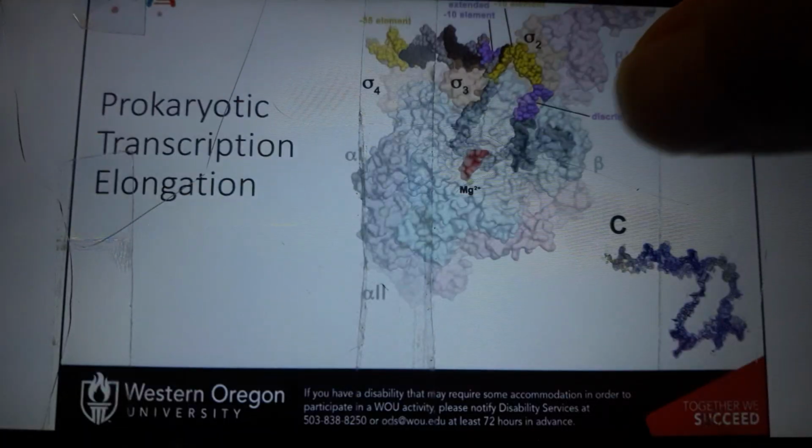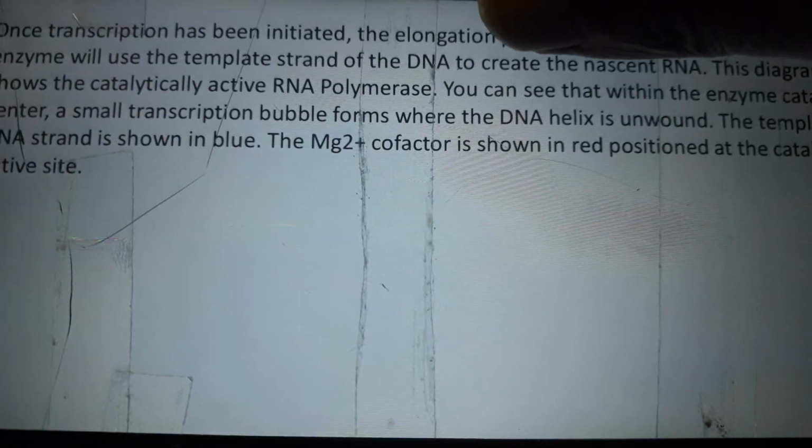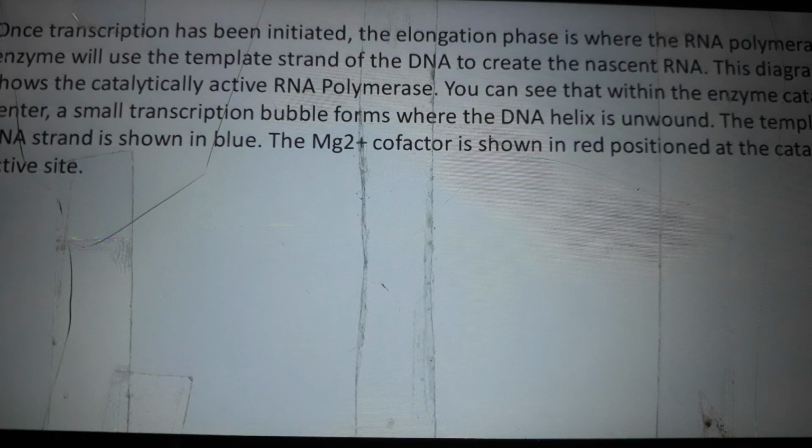This is a picture of prokaryotic transcription elongation. Once transcription has been initiated, the elongation phase is where the RNA polymerase enzyme uses the template strand of the DNA to create the nascent RNA. This diagram shows the catalytically active RNA polymerase. Within the enzyme's catalytic center, a small transcription bubble forms where the DNA helices are melted. The template DNA strand is shown in blue. The magnesium 2 cofactor is shown in red, positioned at the catalytic active site.